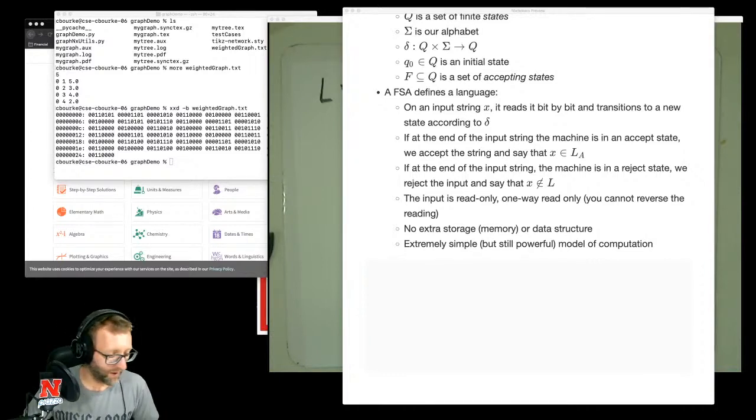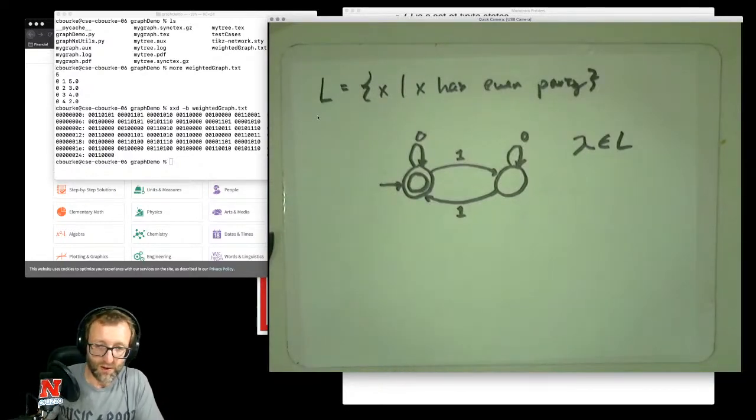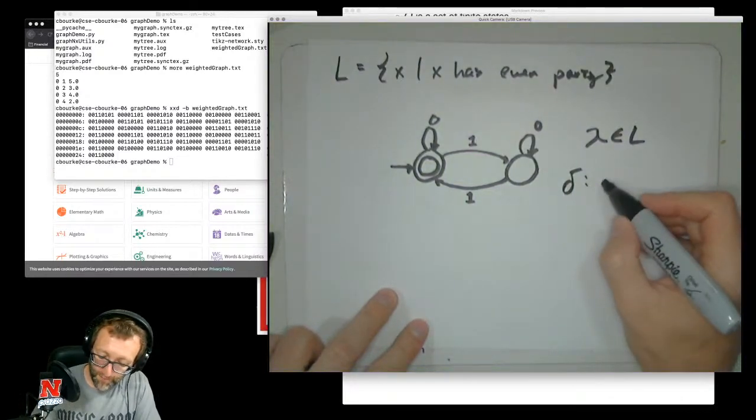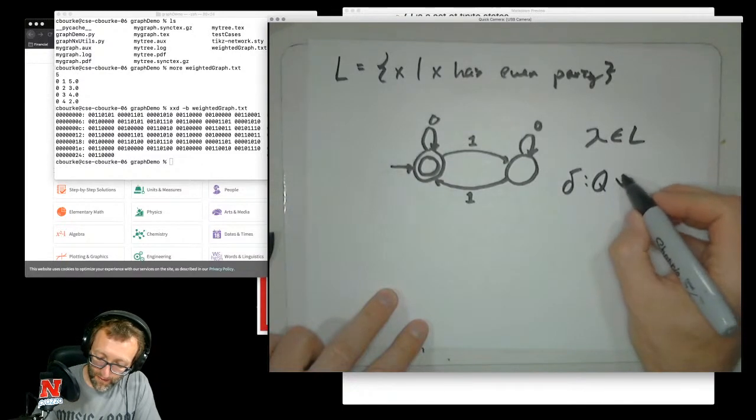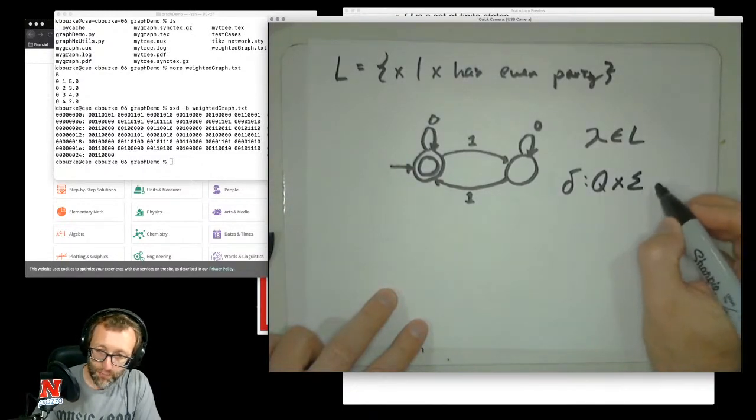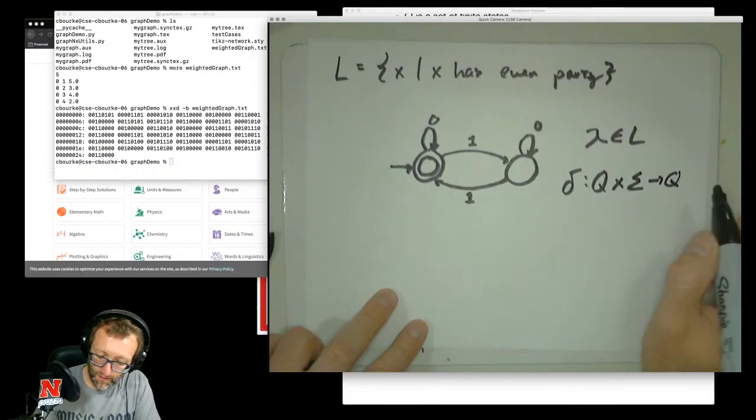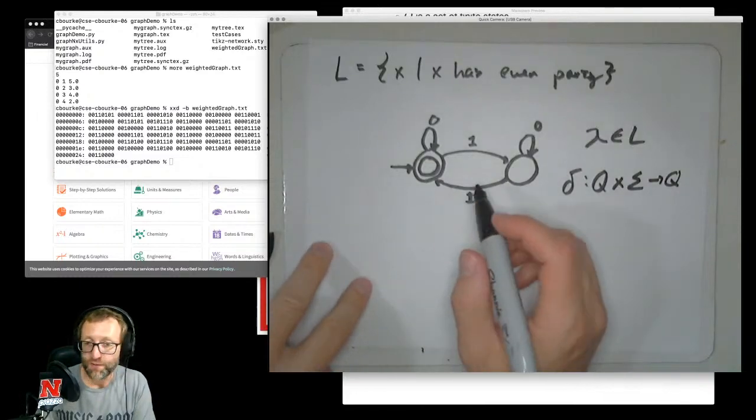Right? So what about that delta function? What does that look like again? Again, delta takes Q cross product with sigma and transitions to a new state. Let's look at what delta looks like for this. Right? Again, delta is a function that maps a current state, paired with a single bit from your alphabet, and transitions to a new state over here. I did this pictorially. I just drew this picture. And it was enough to understand.